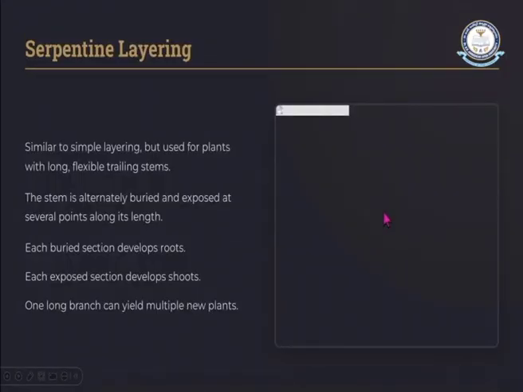That means the buried part will be in the soil, and as it is in the soil, it will develop the root system, and the aerial part which is present above the soil will give the shoot system. So the exposed part will be helpful for the development of the shoot. One long branch can yield multiple new plants also.